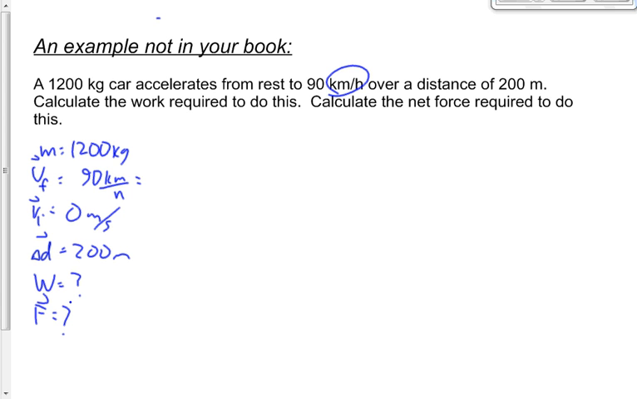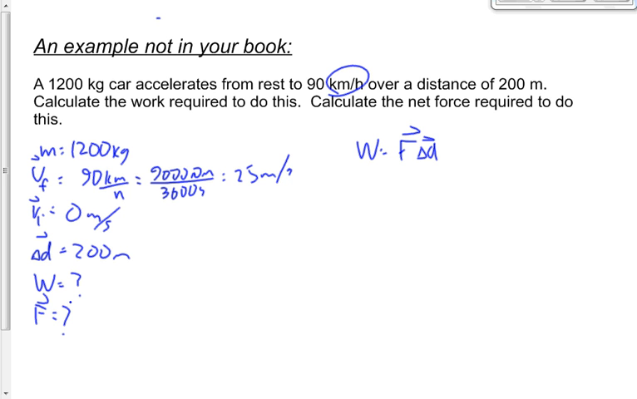Let's convert this to meters per second. 90 kilometers is 90,000 meters over 3,600 seconds, which is 25 meters per second. Okay, good. Now, usually when we want to find work, we do this: W is equal to F times D. But I got a problem here. I don't know what F is. I do know what D is. But I can't find W by multiplying F times D when I don't know what F is.